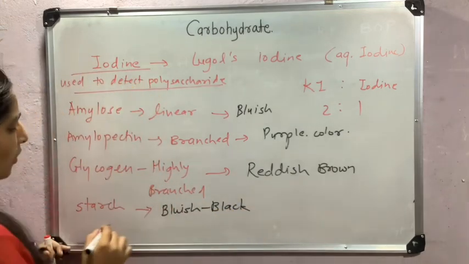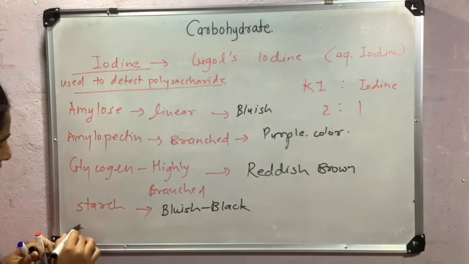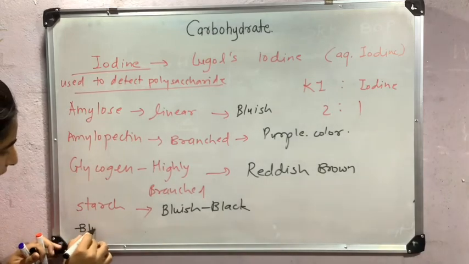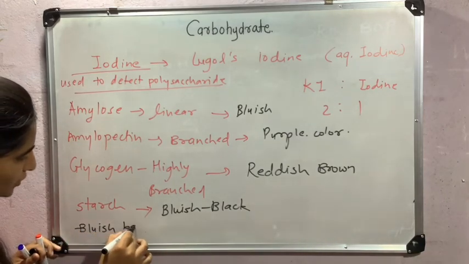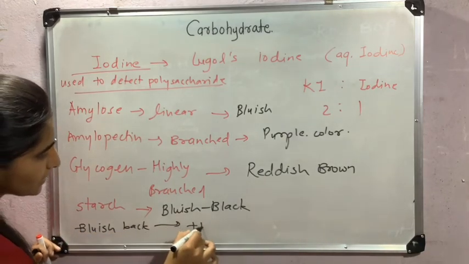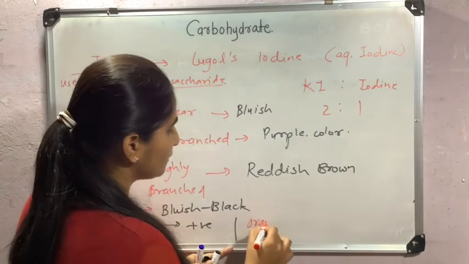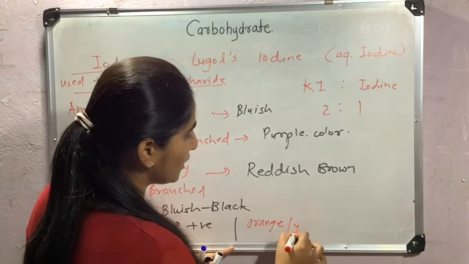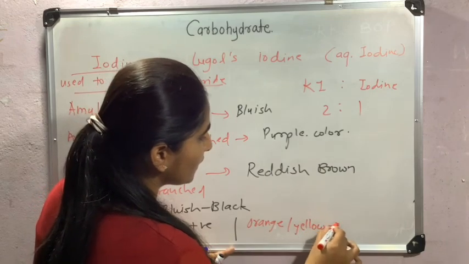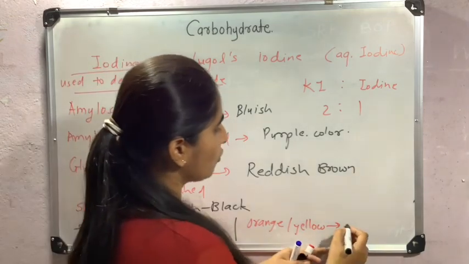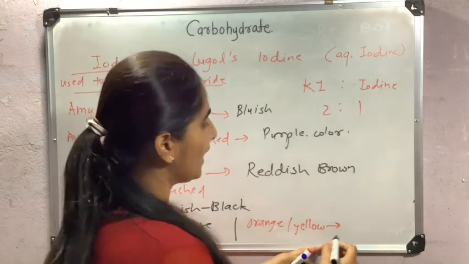This test is positive if we get a bluish black color. And if we get an orange or yellow color, then that sample does not contain any polysaccharide and this test will be negative.